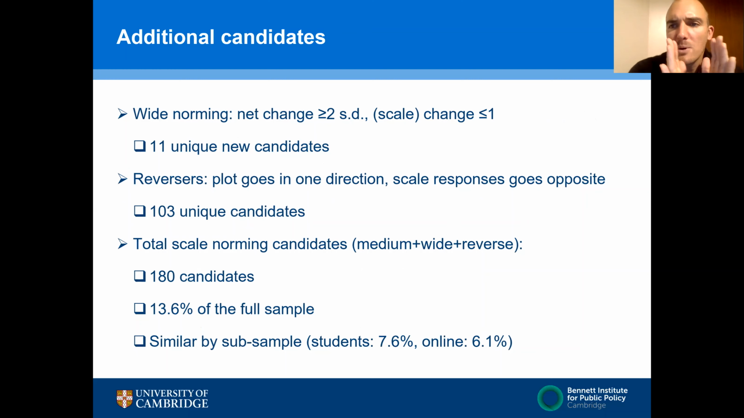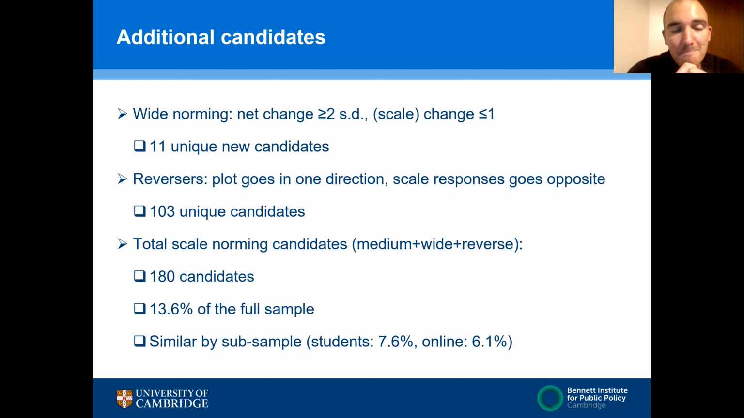A couple more groups that you might want to include. You can think of a wide norming definition. This is people that have had a huge change and only a small change in their scale. So it's debatable whether these people are scale norming. I'm tempted to think they are, but I'm of course biased to see scale norming everywhere. So these people have two standard deviations of net change in their plots and only one or less scale change. And we get 11 new unique candidates when we do this.